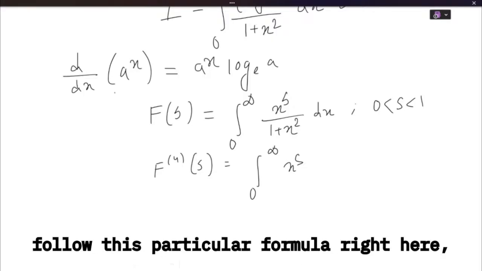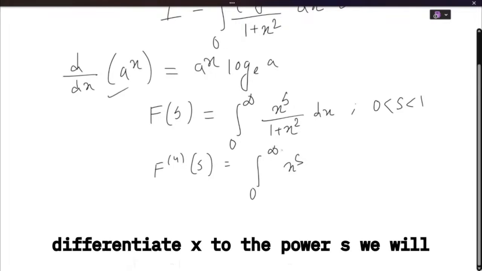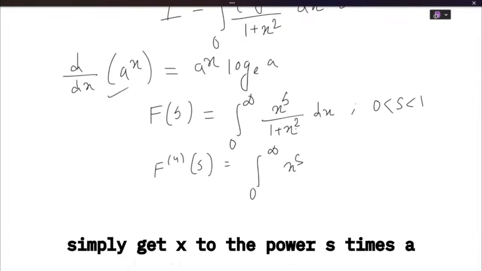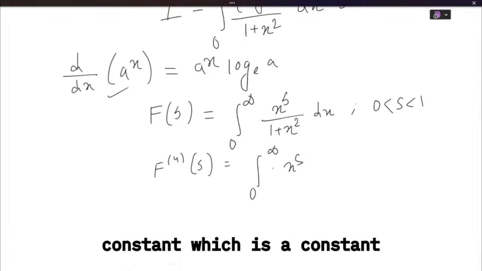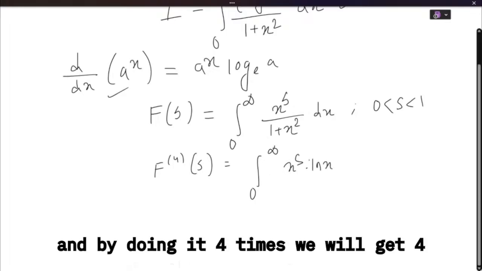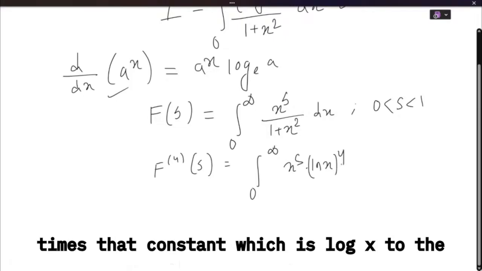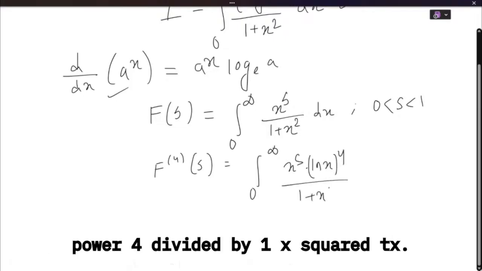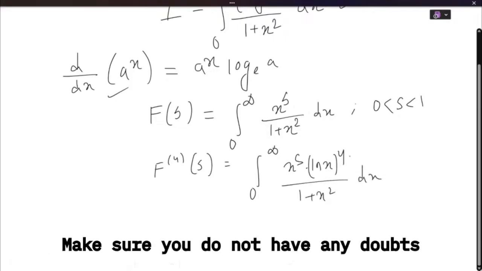And if we follow this particular formula right here, what we get is that every time we differentiate x to the power s, we simply get x to the power s times a constant with respect to s, which is log x. And by doing it 4 times, we will get log x to the power 4 divided by 1 plus x squared dx. Make sure you do not have any doubts here.